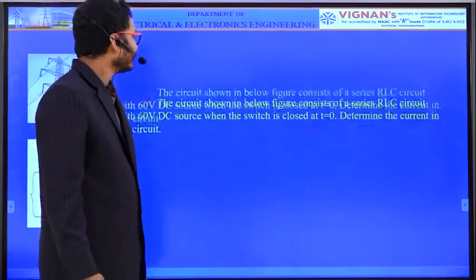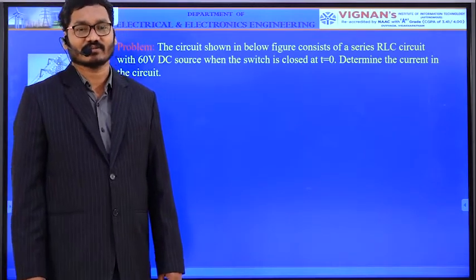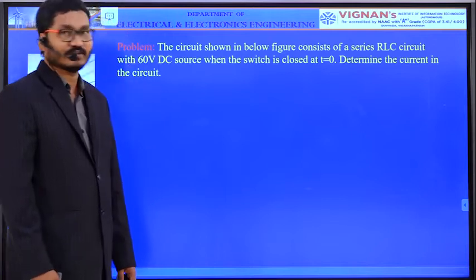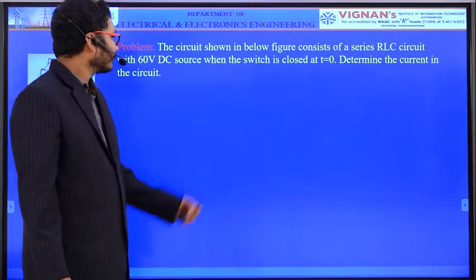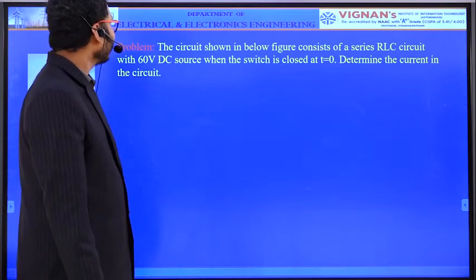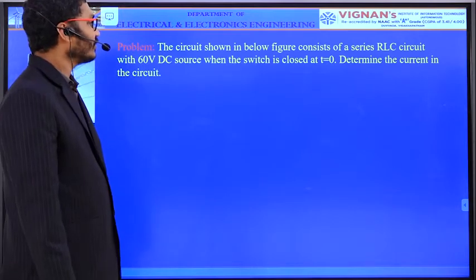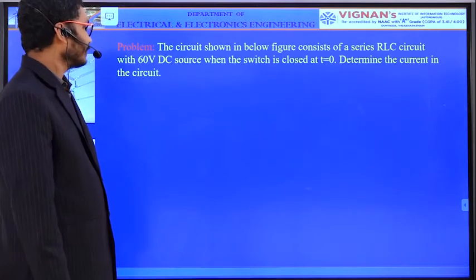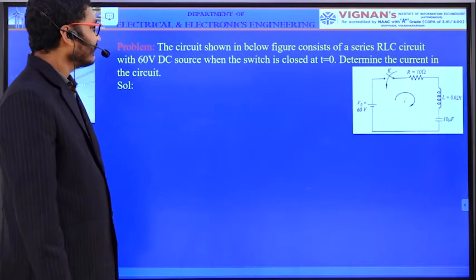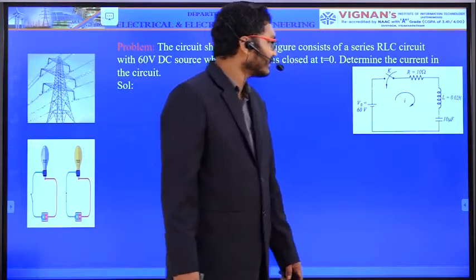Okay, next is a problem for the RLC circuit. If you see here, the circuit shown in the figure consists of a series RLC circuit with a 60 volt DC source. When the switch is closed at t equals 0, determine the current in the circuit. This is the circuit diagram.